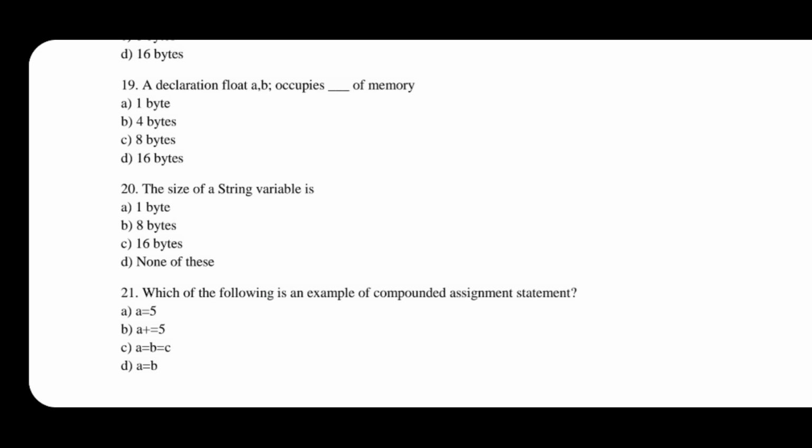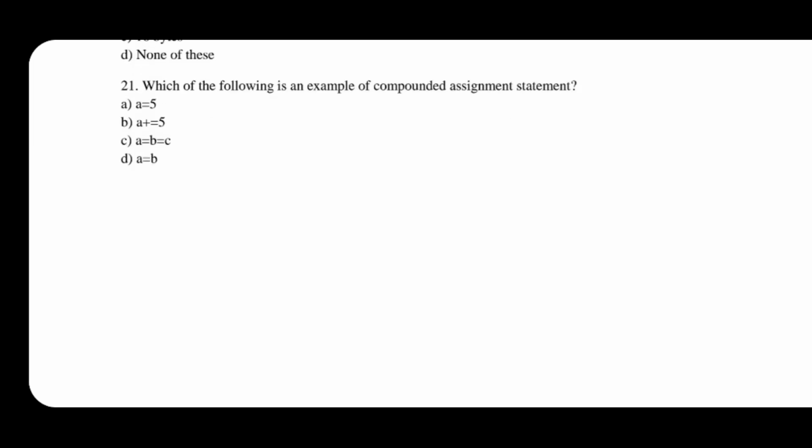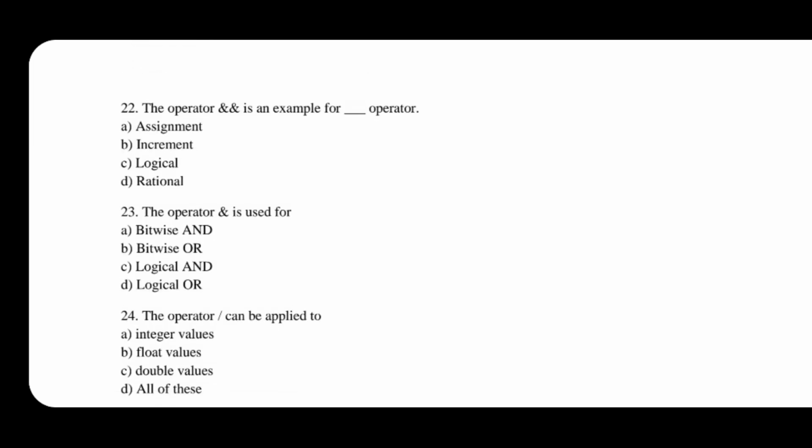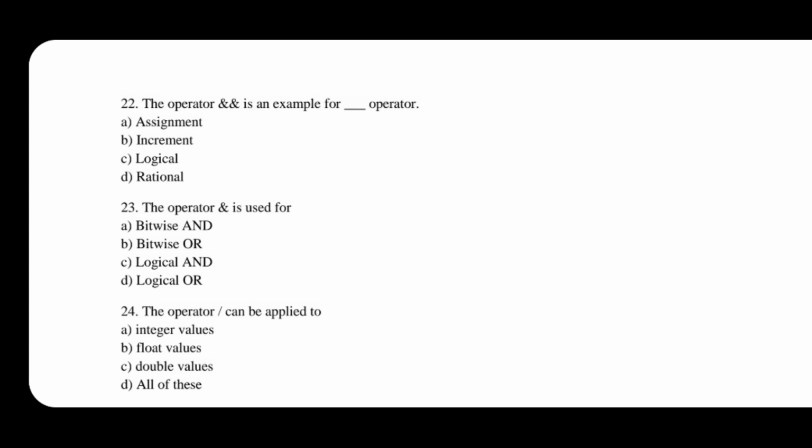Which of the following is an example of a compound assignment statement? That is a += 5, meaning a = a + 5. Then question number 22: the logical AND operator is an example of a logical operator. The operator & is used for bitwise AND. Option number A, yes, bitwise AND.